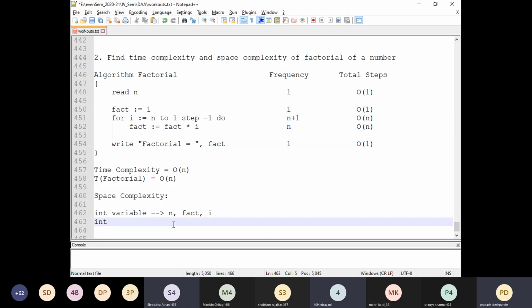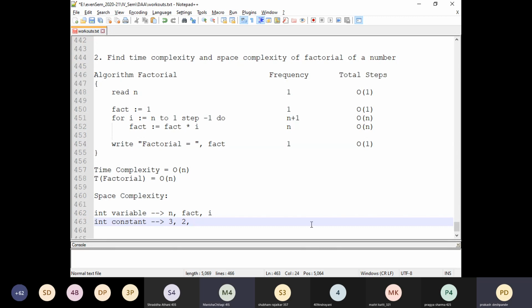I and fact. 3. Okay. How many constants? 3. Okay. Any other answers? 2. 2. Sir, any other answers?